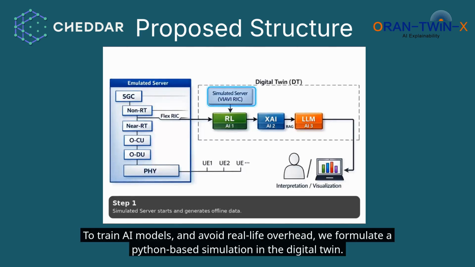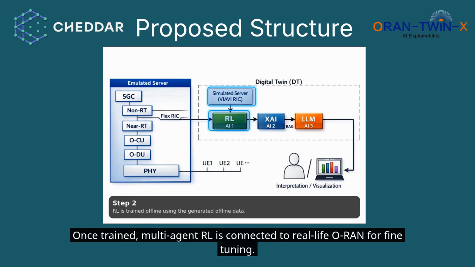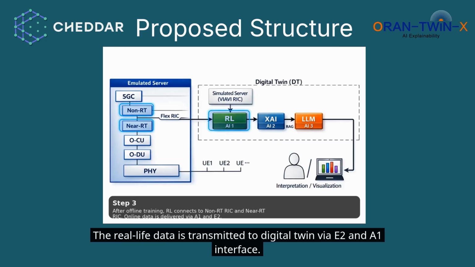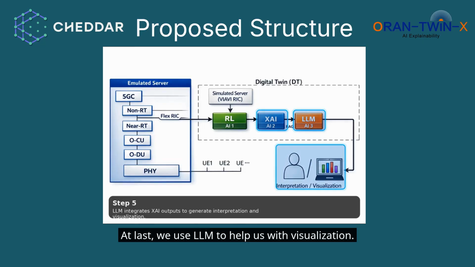To train AI models and avoid real-life overhead, we formulate a Python-based simulation in the digital twin. The collected data is then used to train multi-agent RL offline. Once trained, multi-agent RL is connected to real-life Oran for fine-tuning. The real-life data is transmitted to digital twin via E2 and A1 interface. In parallel, we enable continual xAI to interpret and track the evolving, multi-agent RL policy during online adaptation. At last, we use LLM to help us with visualization.